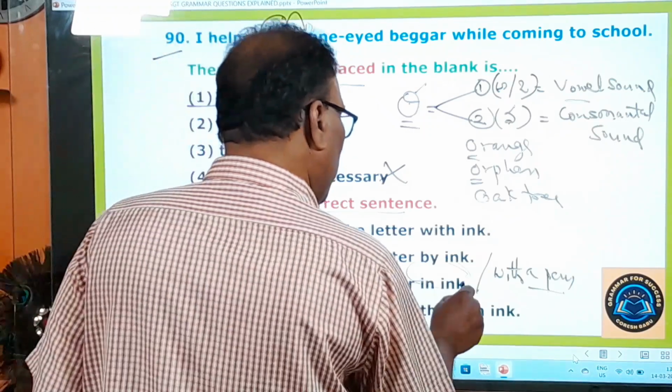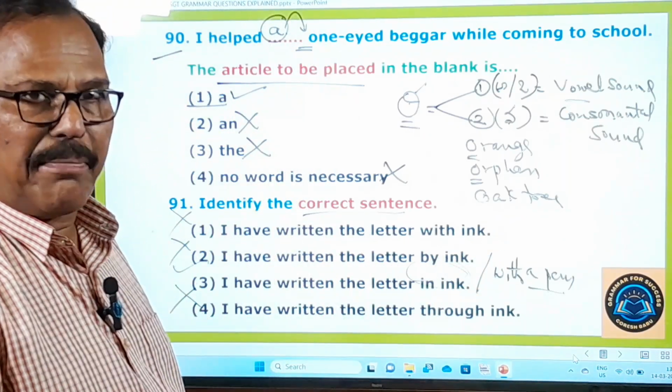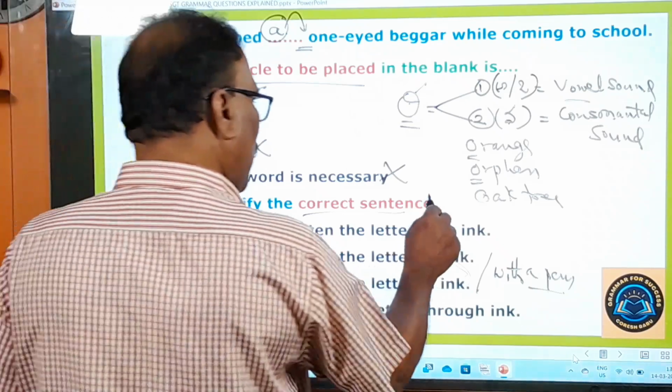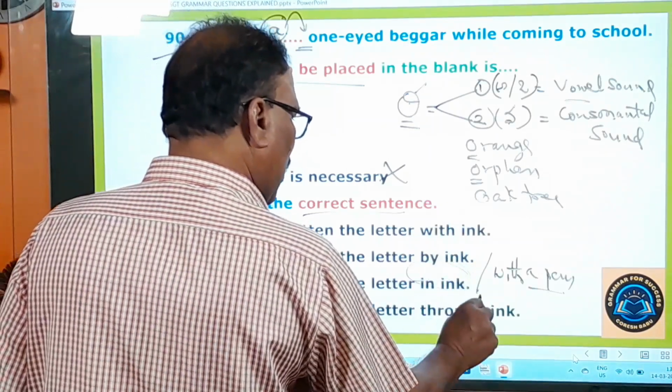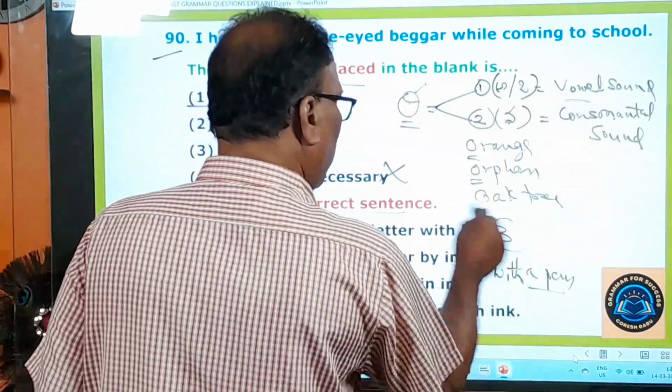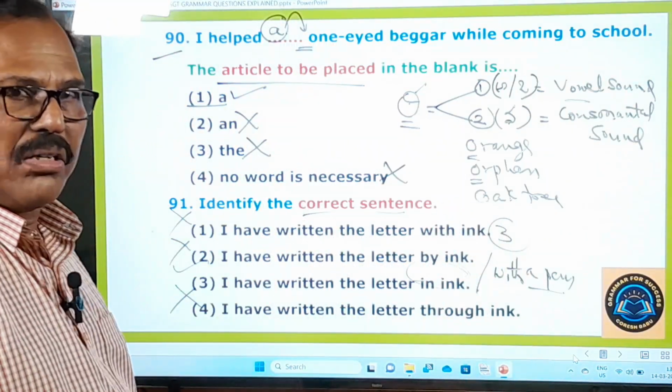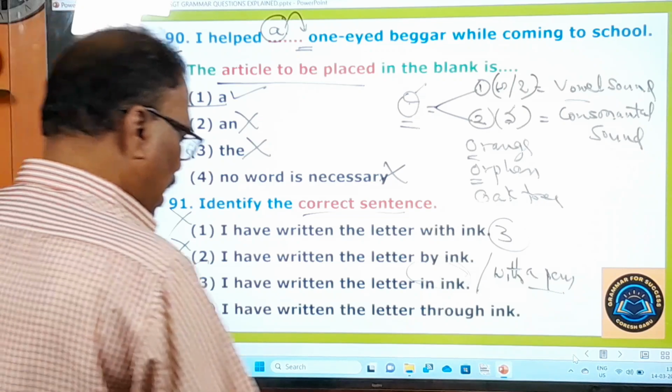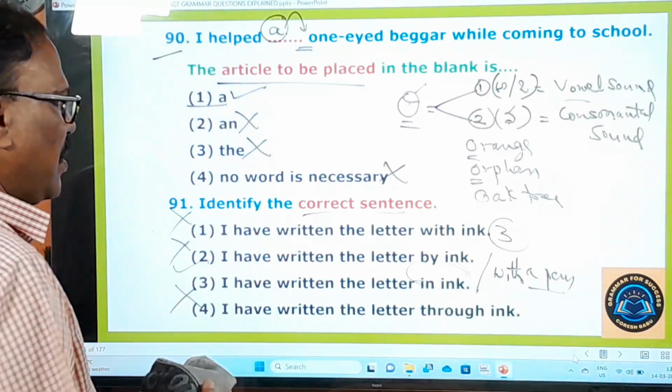In ink means, again, with a pen. That is the meaning. So with ink is wrong, by ink is wrong, through ink is wrong. Only in ink is the right one. So your option is going to be the third one. All others are the wrong options. Okay, and now let's move on to the next question.